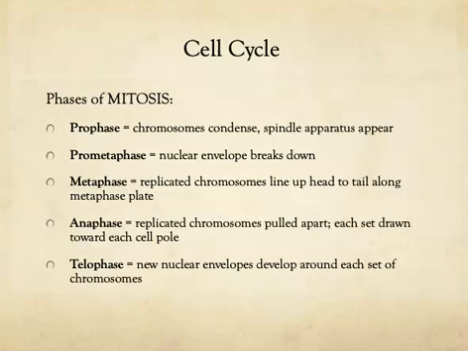Now let's go back into the cell cycle and look at the M phase of mitosis. Let's talk about the stages that are present within mitosis and what is happening inside the nucleus in each one of those stages. Mitosis contains 5 individual stages: prophase, prometaphase, metaphase, anaphase, and telophase.